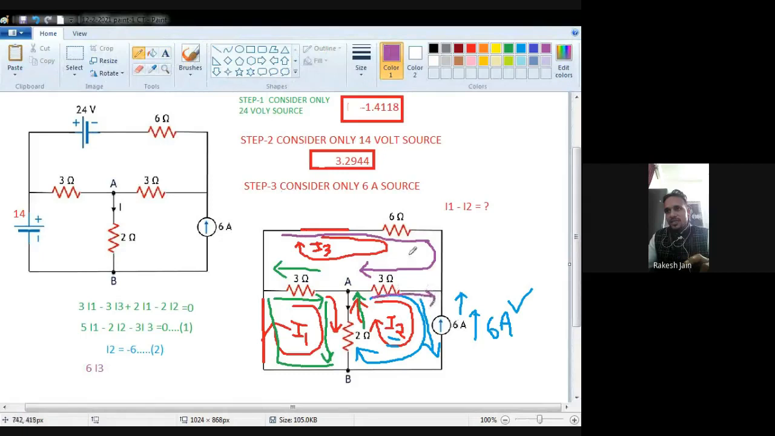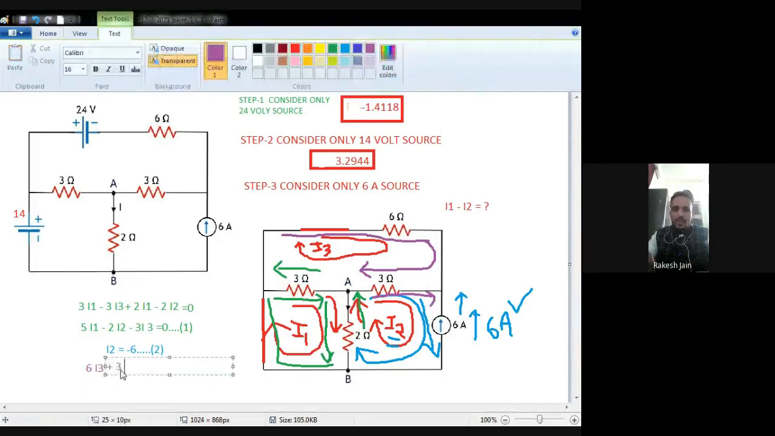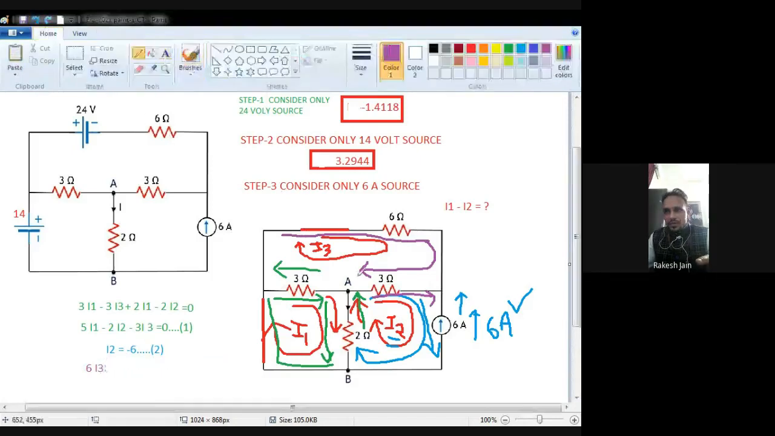Okay, now what will be the answer of this third step? Because from this 2 ohm resistance, how many currents pass through this 2 ohm? One current is from top to bottom side, and one current from bottom to top side, that is I2. So what is the current through this 2 ohm resistance? That is I1 minus I2. We have to find that out in this step.